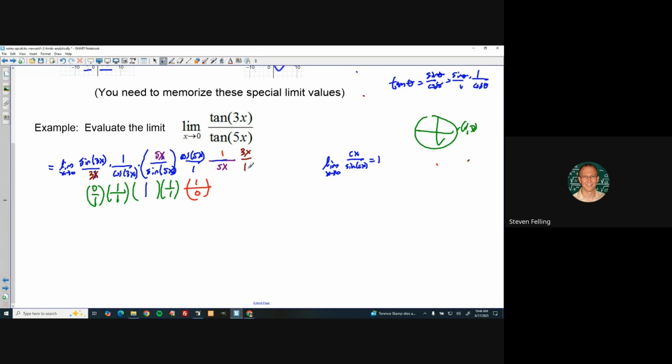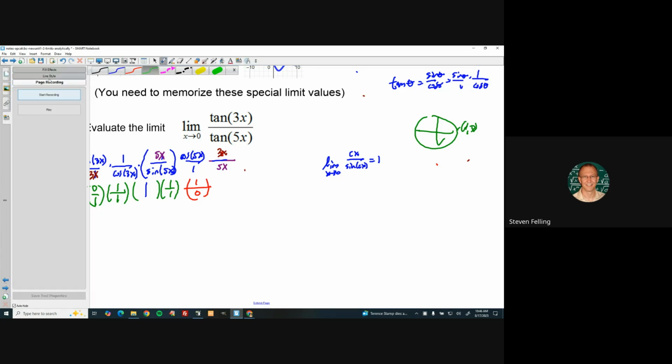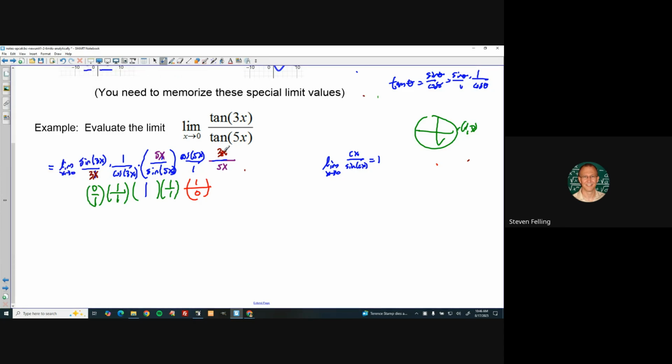Okay, so I'm left with a 1 here. But that means I can recombine these into one fraction. So really this is 3x over 5x. So I could just now move this over here and get rid of this one altogether. Okay, but that means that now I could cancel, factor and cancel out that final x.